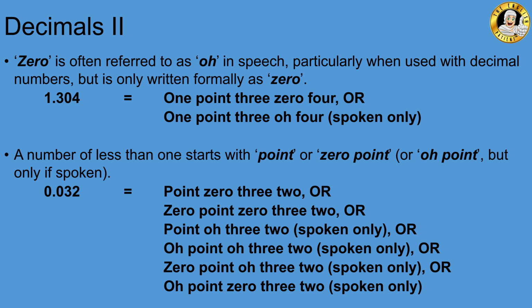A number of less than 1 starts with point or 0 point or O point, but only if spoken again. So in the example here, there are many ways this could be read. You can read it as 0.032 or 0.032 or 0.032, but only when you're speaking it, or 0.032 or 0.0, you can alternate between O and 0 as well, 32 or 0.032. So there are quite a few alternatives here.